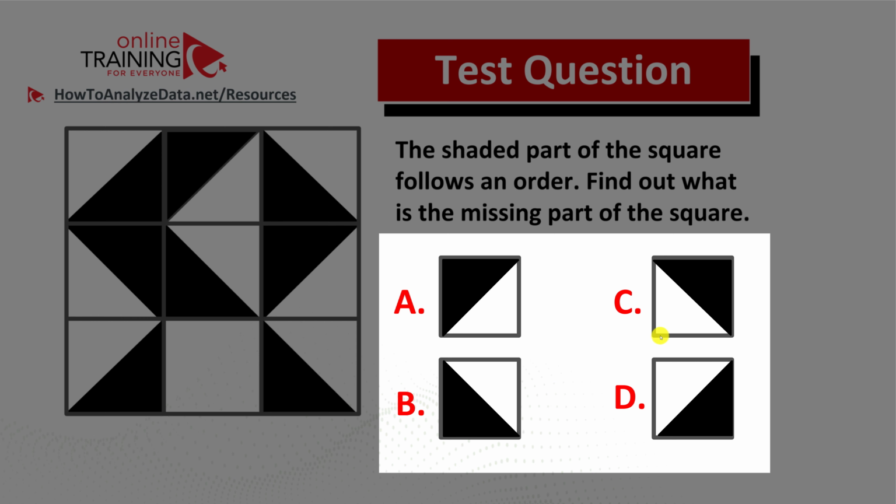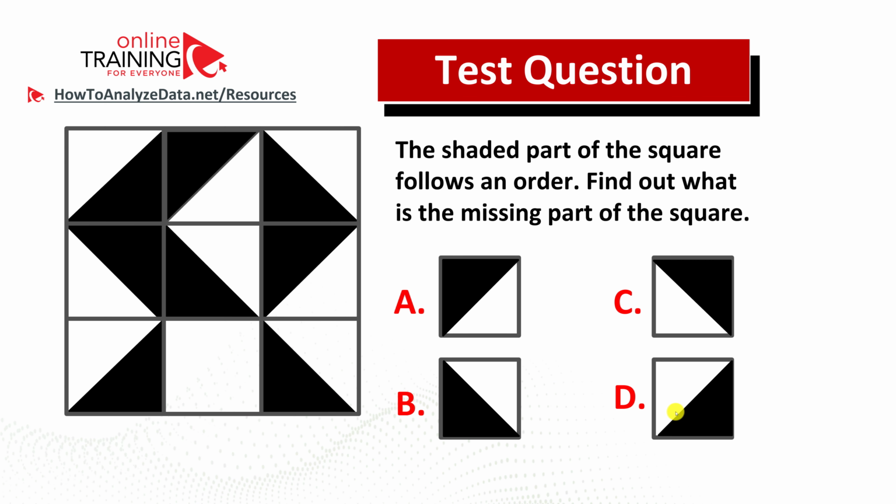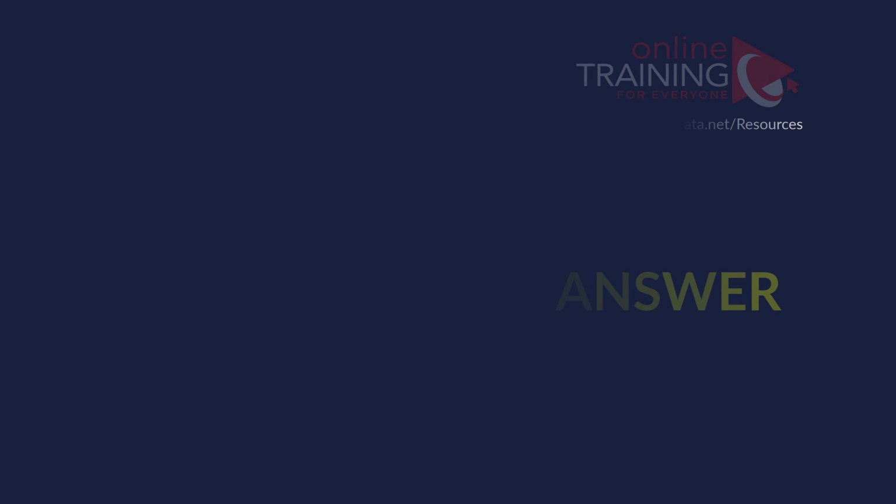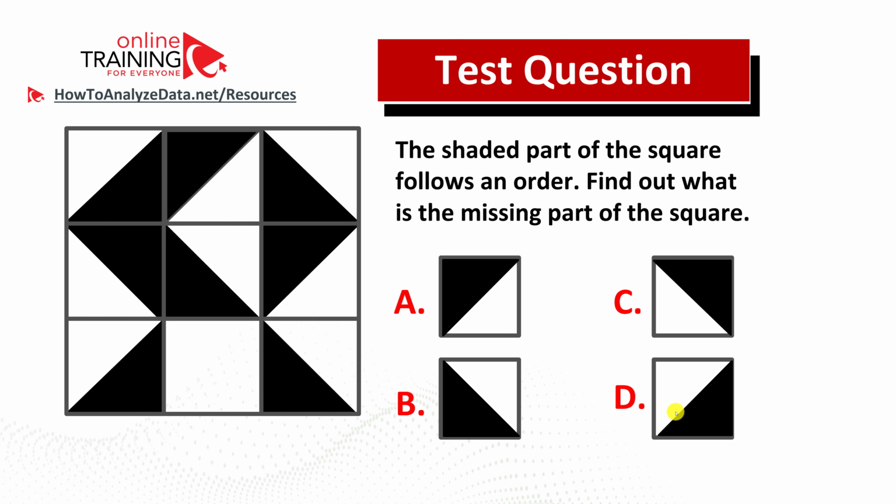You need to pick a replacement square out of 4 possible choices: A, B, C, and D. Do you think you know the answer? Now might be a good time to pause the video to see if you can come up with the solution on your own. Let's continue to see how we can solve this challenge together and get to the correct solution.